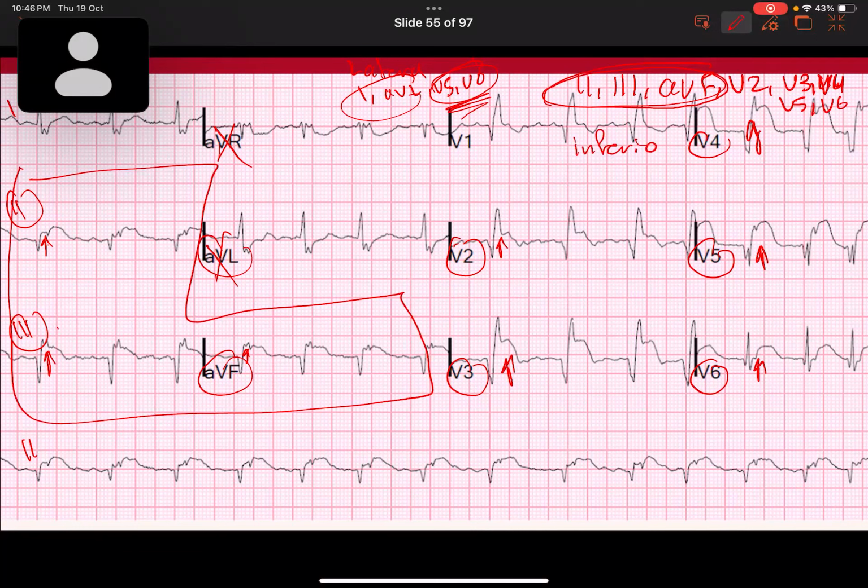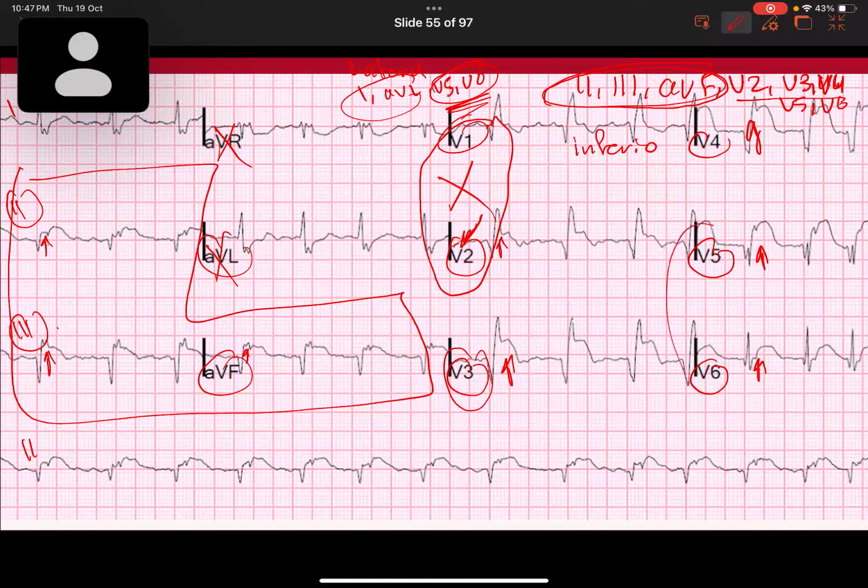Thus, we're not done because we have other leads that are affected. We have leads V2, V3, V4, V5, V6. We said that V1 and V2 is septal, but only V2 is affected, and V1 is normal. So this is not septal, okay? Let's look at V3 and V4. They're both affected, so this means this is an anterior MI. So right now we said inferior and anterior MI, okay? Inferior-anterior MI.